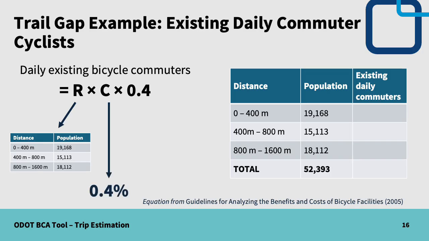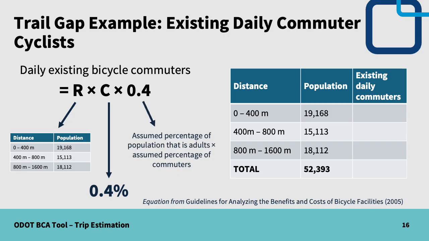C represents the regional commute share. That's where we plug in some census data about the percentage of adult workers who bike to work. In the county where the project is located, about 0.4% of commuters travel to work by bicycle. And you'll recall that 0.4 is the assumed percentage of residents who are adults, multiplied by the assumed percentage of adults who are commuters. If more accurate local data were available, you could substitute this. When we complete the equation for each buffer area, we get an estimate of existing daily bike commuters, which totals 84 people in this example.